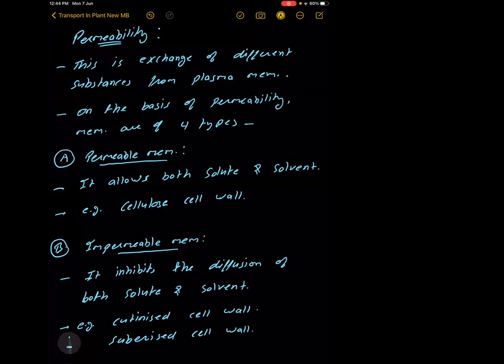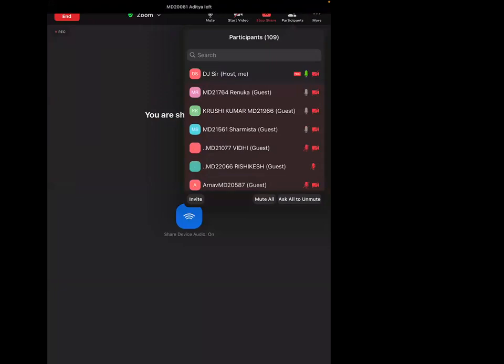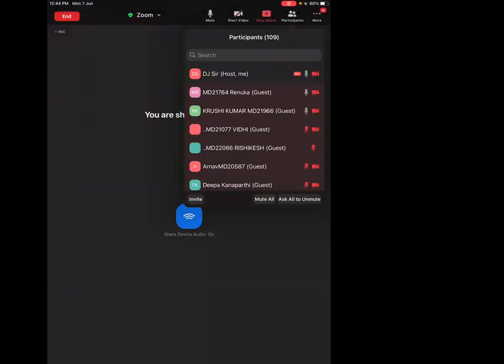Sir, in a hypertonic solution, the cell will be in turgid condition? In a hypertonic solution, no. The cell will be flaccid. Okay, sir.